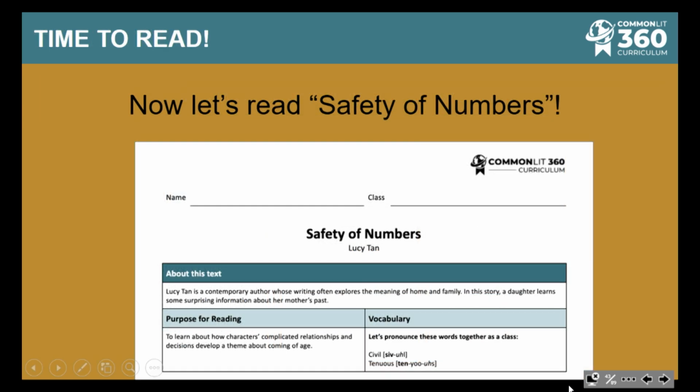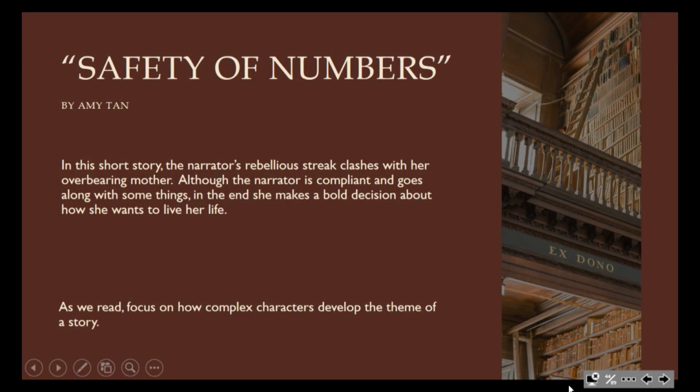So let's get started with "Safety of Numbers," and make sure that you have your handout that looks like the one on the screen. I am going to give you just a little bit of information beyond what they gave us originally in CommonLit.